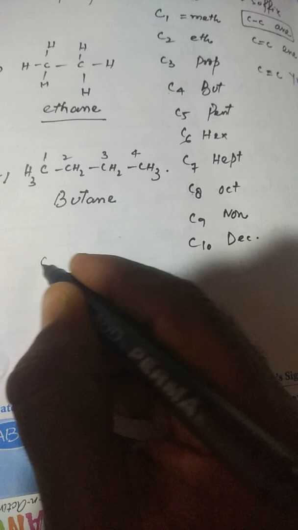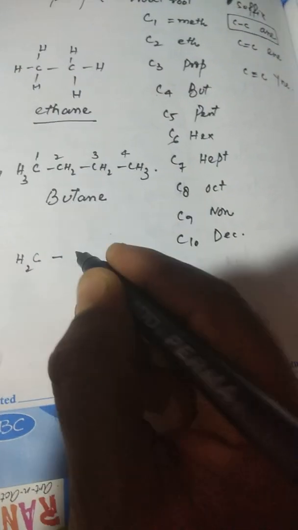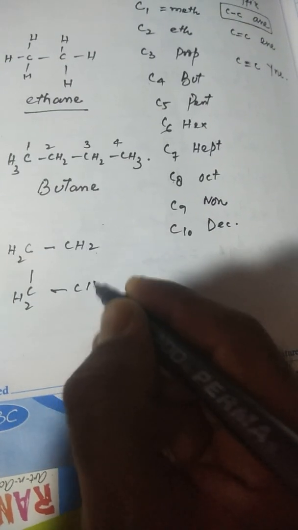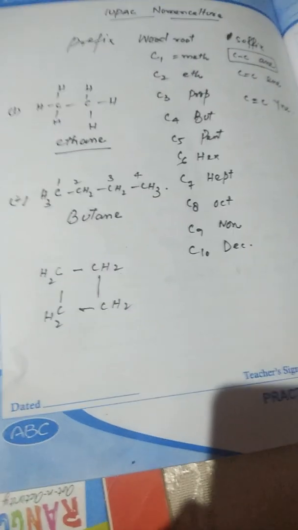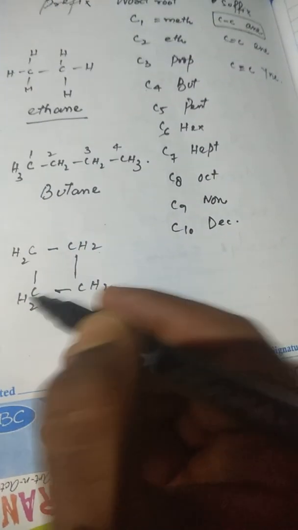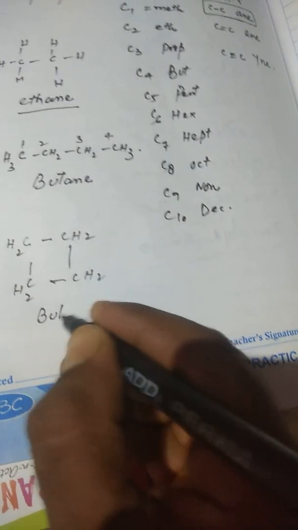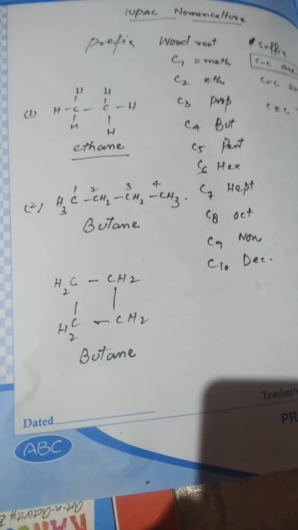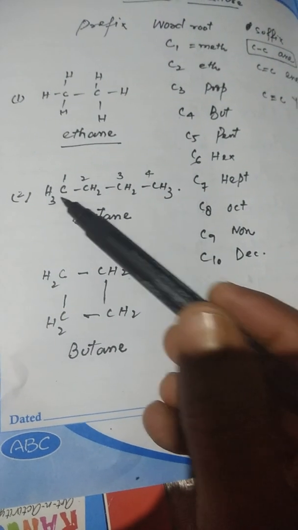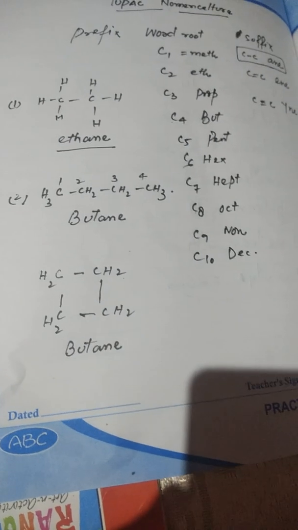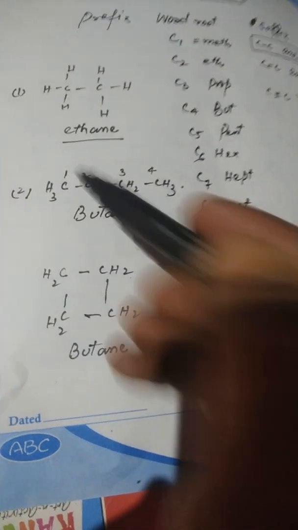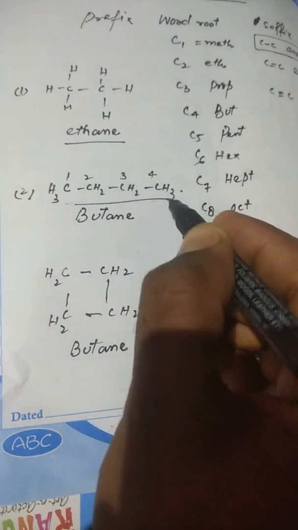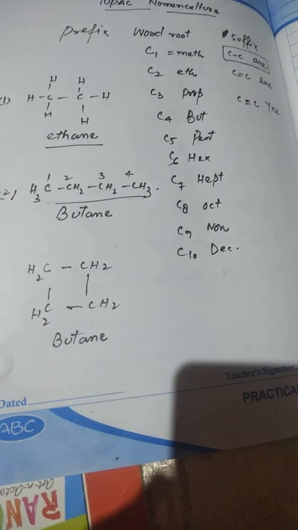Now if we have the carbons like this: CH2 single bond CH2 single bond CH2 single bond CH2, joined in a ring. Okay. So how many carbons are there? 1, 2, 3, 4. So what would be the word root? But. Now what is between carbon and carbon? There is a single bond, so it is butane. Now see the difference. This very compound is butane, and this very compound is also butane. But there is a difference between them. This is a straight chain compound, and this is a cyclic compound.